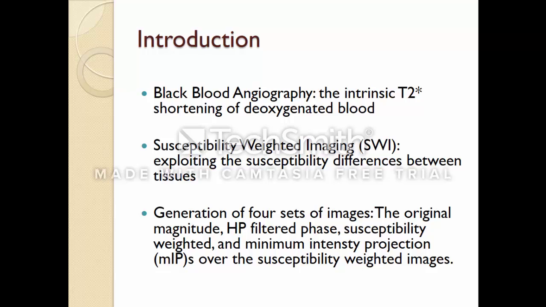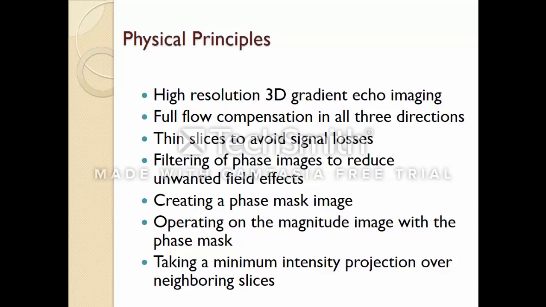At the end of the SWI process, 4 sets of images are generated: the original magnitude image, the high-pass filtered phase image, the SWI image, and the minimum intensity projection over the SWI image. So, the physical principles of the SWI include some or all of the following features: high resolution 3D gradient echo imaging, full flow compensation in all 3 directions, thin slices to avoid signal losses, filtering of phase images to reduce unwanted field effects, creating a phase mask image, operating on the magnitude image with the phase mask, and taking a minimum intensity projection over neighboring slices.